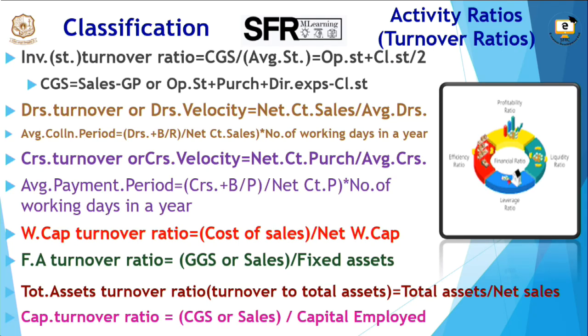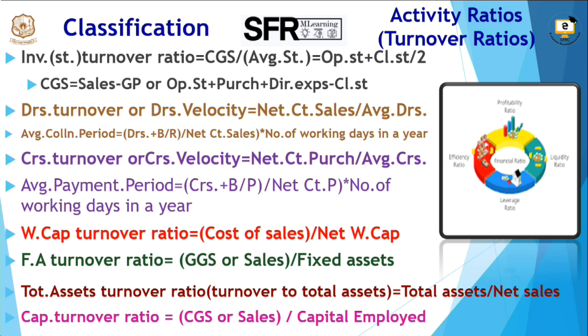It is calculated as follows: debtors plus bills receivable divided by net credit sales, into the number of working days in a year. The interpretation of average collection period is, the shorter the collection period, the better is the quality of debtors, as a short collection period implies quick payment by debtors. You have not given more days to collect the debt.